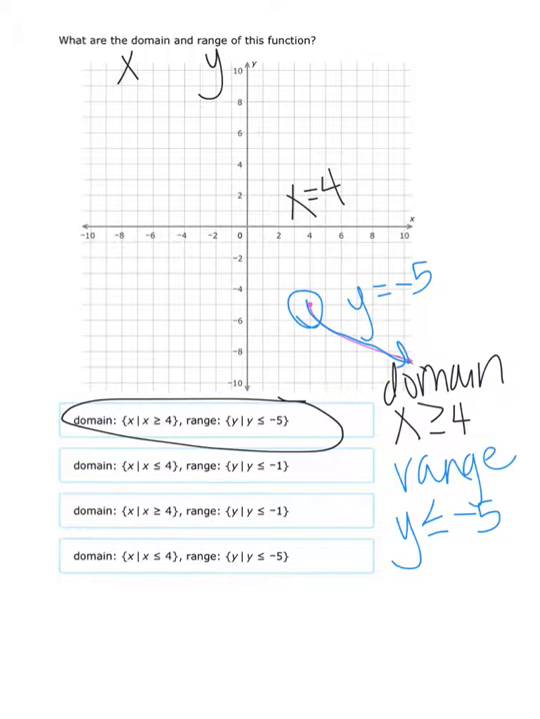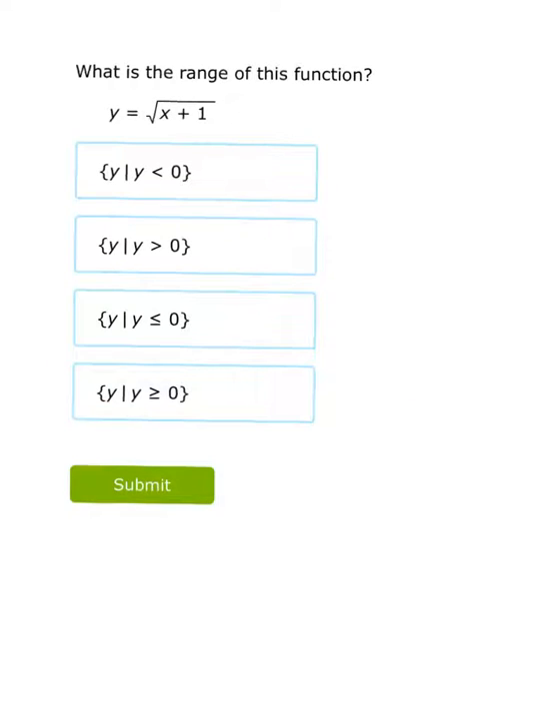Okay, next example. So this time they took away the graph from you, and you have to either think about what it would look like if I graphed it, or if you have your calculator, just pull it out and graph this function. If you don't have your calculator, you could just think about what this graph would look like.